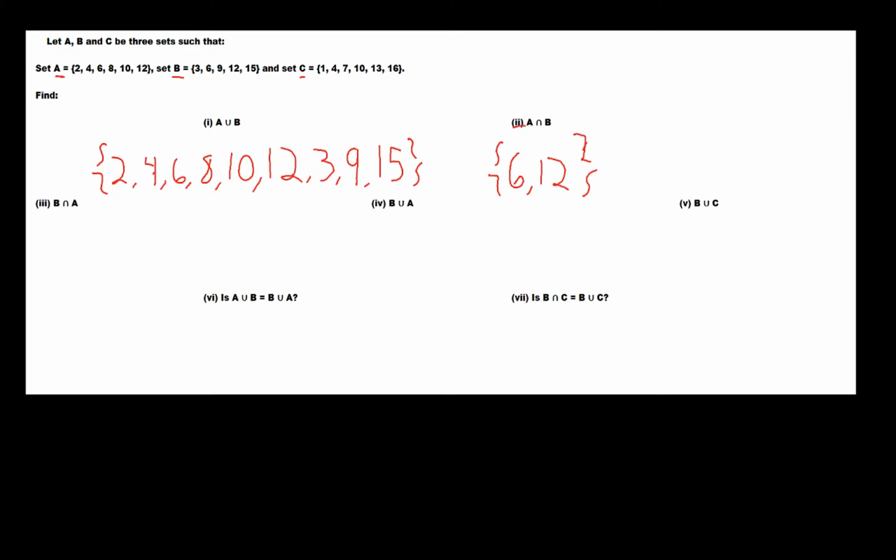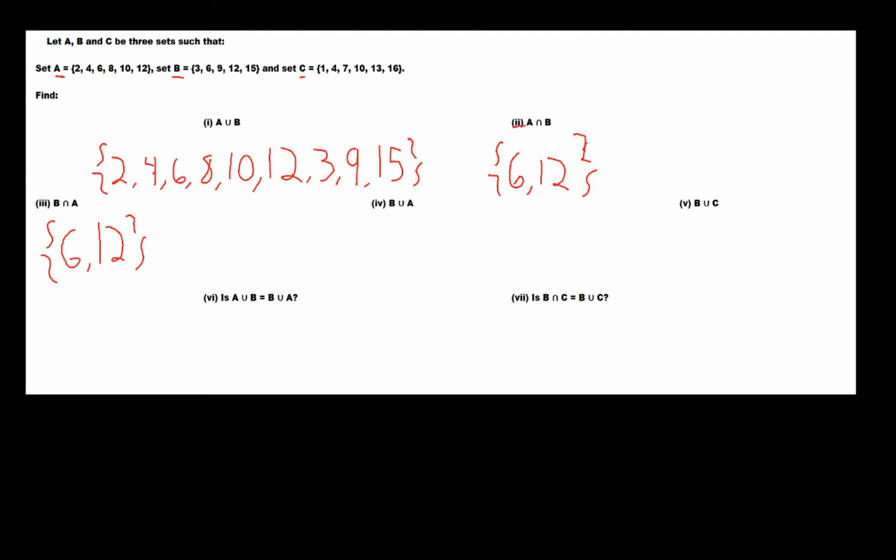Number 3 asks us for B intersect A. Now, we could do this just like we did the last one, but let's think for a second. Is B intersection A the same as A intersection B? It is. So we'll just have the same result from last time. 6 and 12 go into the set. Let's make a set. And let's add 6 and 12. And we're done.